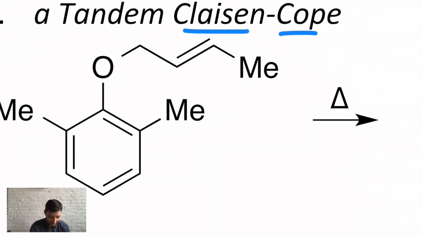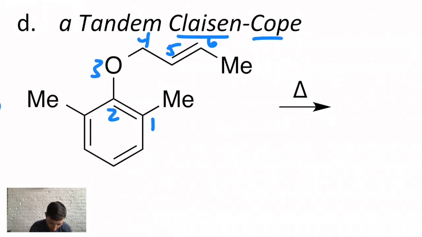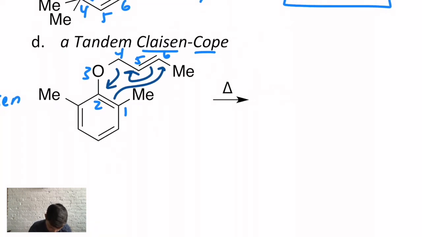First, let's find the Claisen, the 6-membered chain with the oxygen in the chain. 1, 2, 3, 4, 5, and 6. I form a bond between 1 and 6, 3 and 4 break, and the pi bond between 5 and 6 rearranges to become a pi bond between 4 and 5. When I draw the product of that, here's what I get.